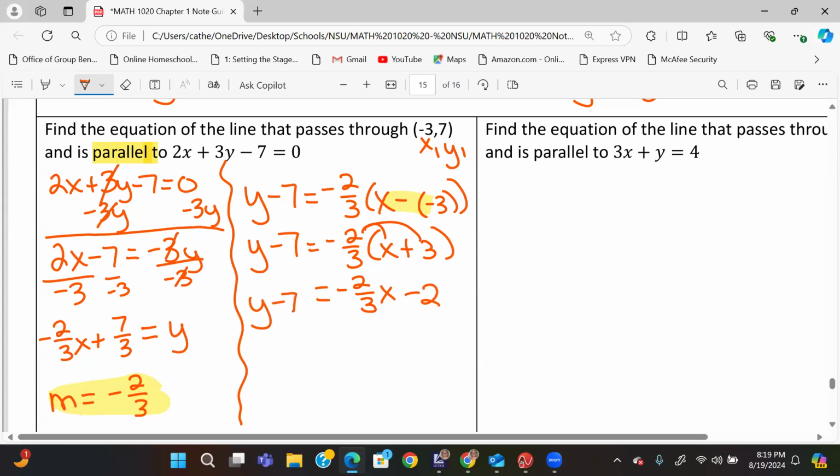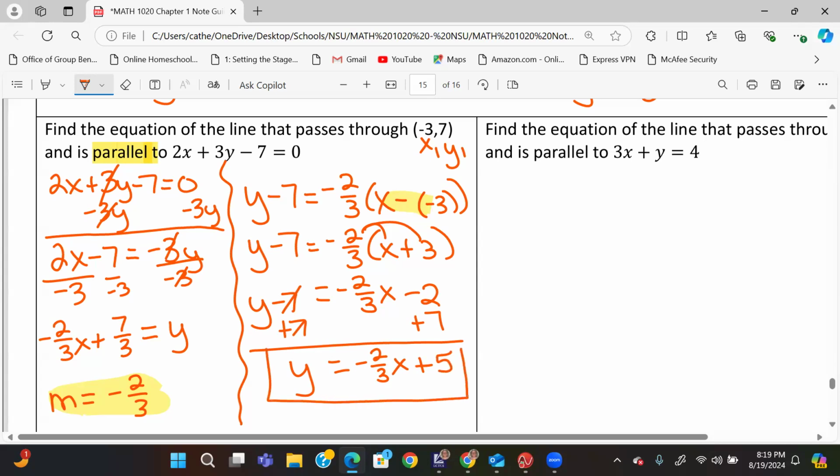Still need to get y by itself, so I need to move the 7. I'm going to do that by adding it to both sides. They cancel out on the left. And then -2 plus 7, you can put that in your calculator if you need to. It's going to give me a positive or plus 5.